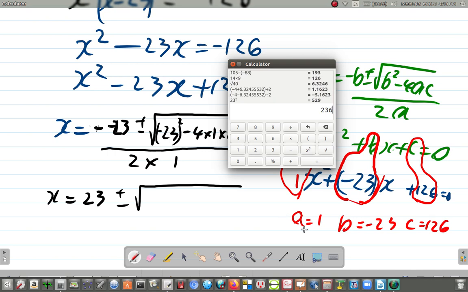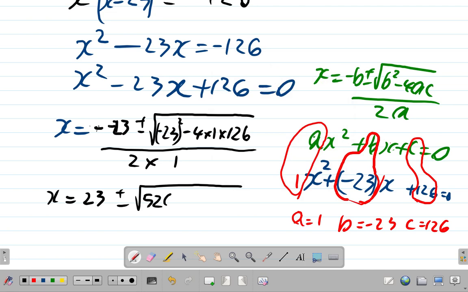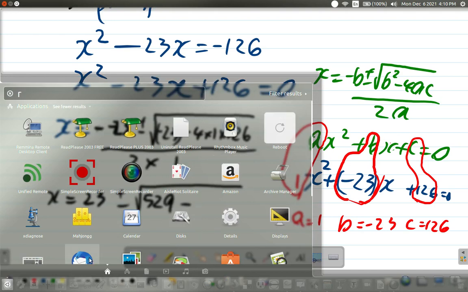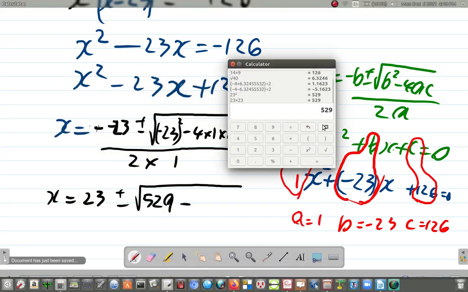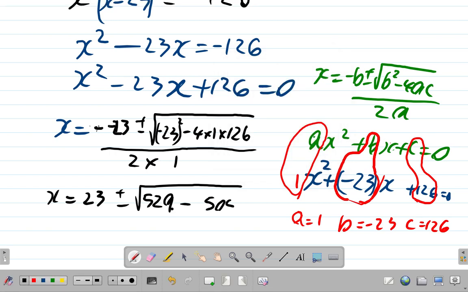Let me check it here. Alright, so it's 23 times 23 equals 529. So we have 529 minus 4 times 1 times 126. So it's 4 times 1 is just 4, times 126 equals 504. So we have 504 here, all over 2. 2 times 1 is 2, so we just write 2 there.